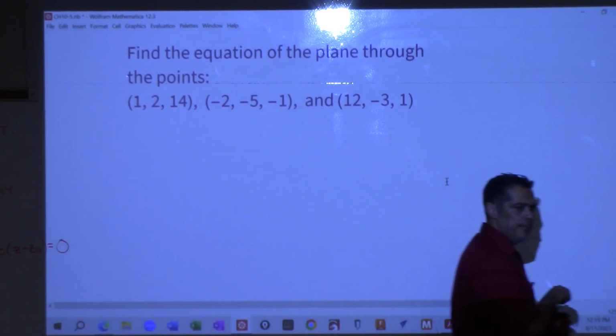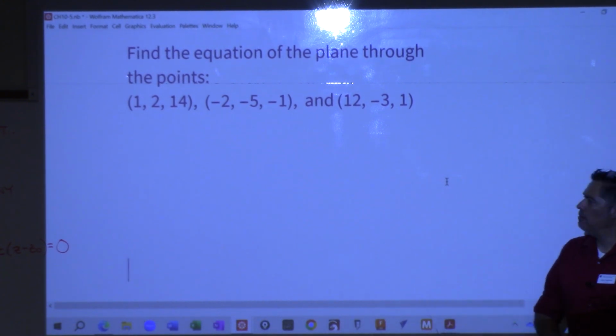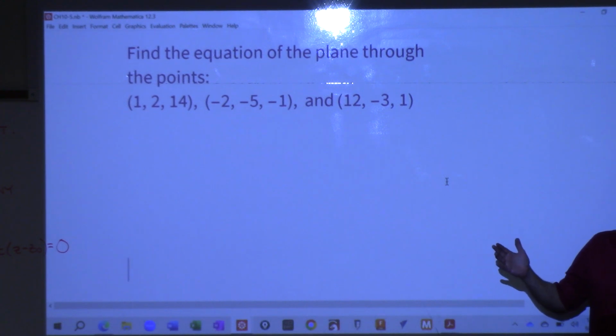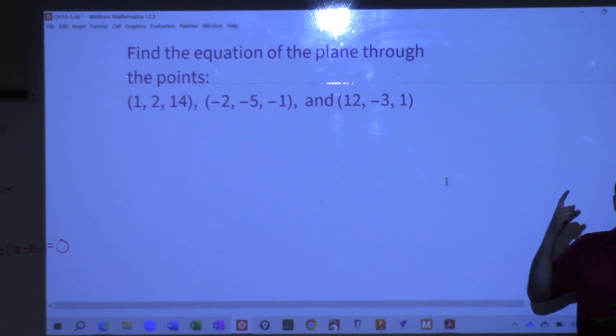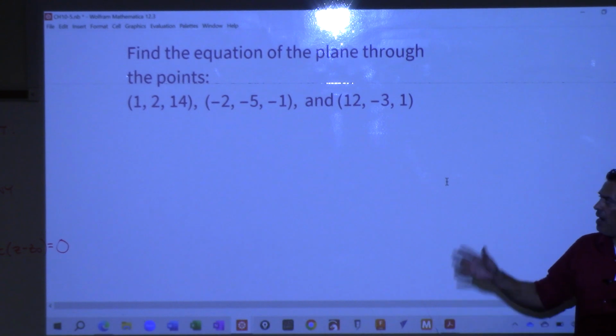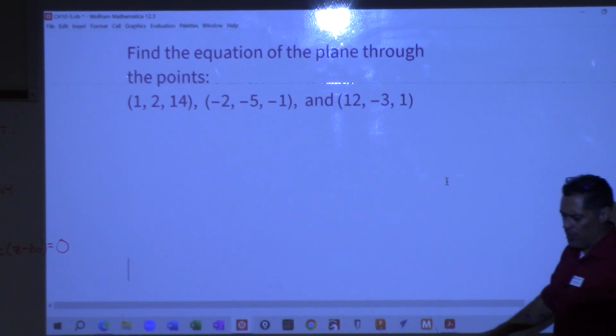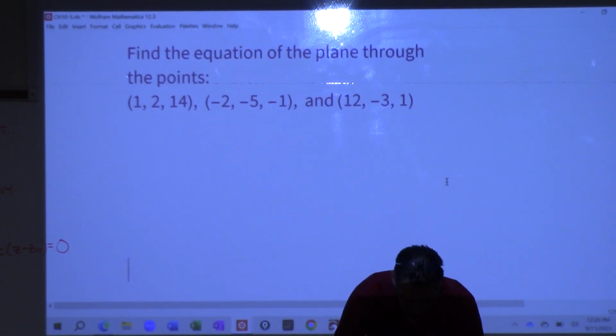As of right now, what have we been able to do in terms of the equation of a plane? I gave you what? A point and the normal vector. If that's what we have, we're in business, right? But I don't give you that here, right? I give you what? 3 points. So just imagine those 3 points. Let me put them on this plane.